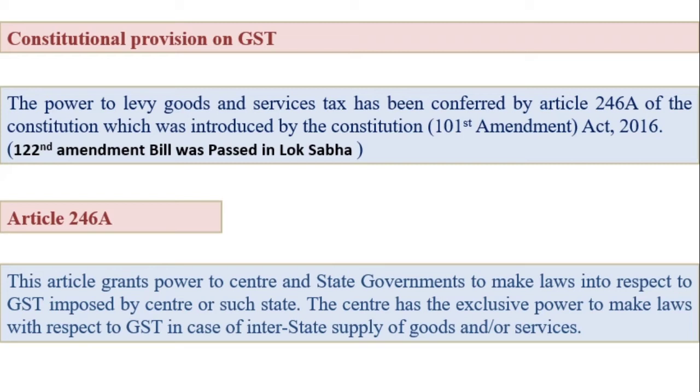The center has the exclusive power to make laws with respect to GST in case of interstate supply of goods or services. बट अभी भी सेंटर के पास पावर है कि आईजीएसटी हुआ, अगर आईजीएसटी एप्लीकेबल है यानी इंटरस्टेट मूवमेंट ऑफ द गुड्स और सर्विसेज है, तो उसमें अभी भी सेंटर के पास एक्सक्लूसिव पावर है. बट इंटरस्टेट मूवमेंट है तो बोथ सेंटर as well as particular state has power to make laws. Both will make laws relating to that matter.